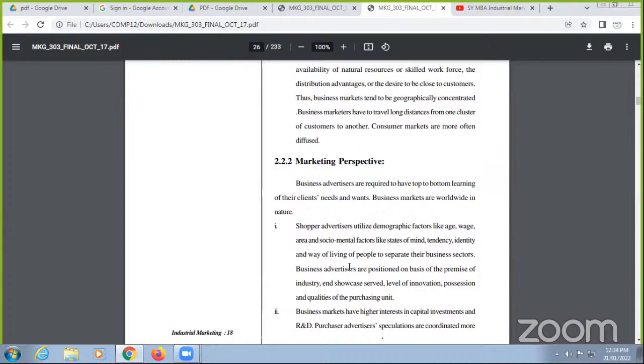Next, marketing perspective. Business advertisers are required to have a top-to-bottom knowledge of their clients' needs and wants. Business markets are worldwide in nature.